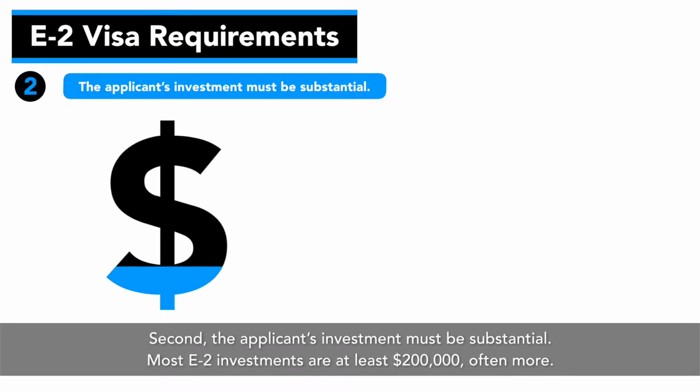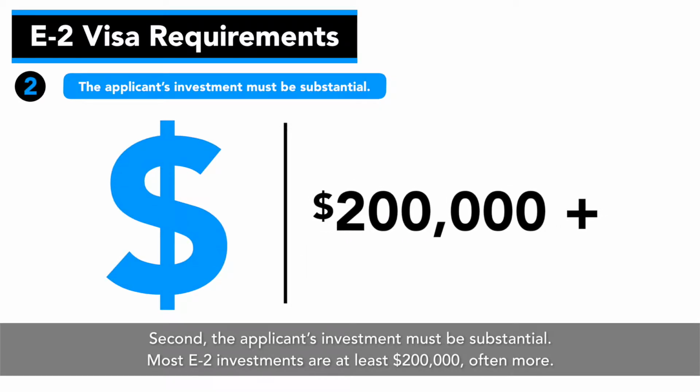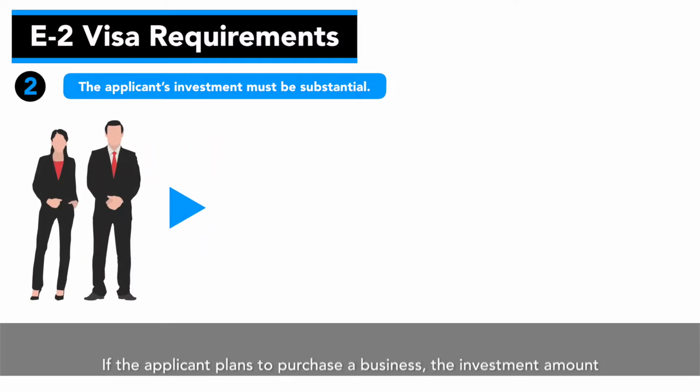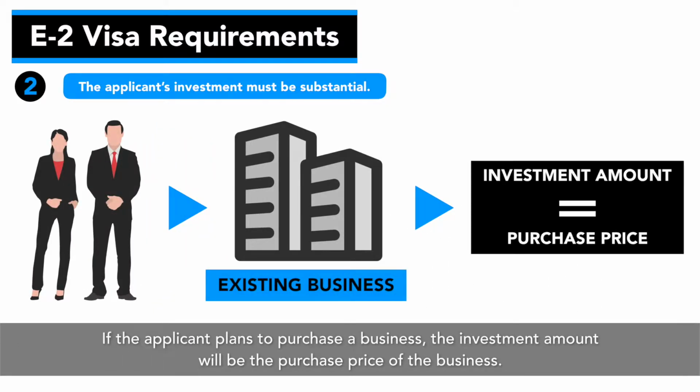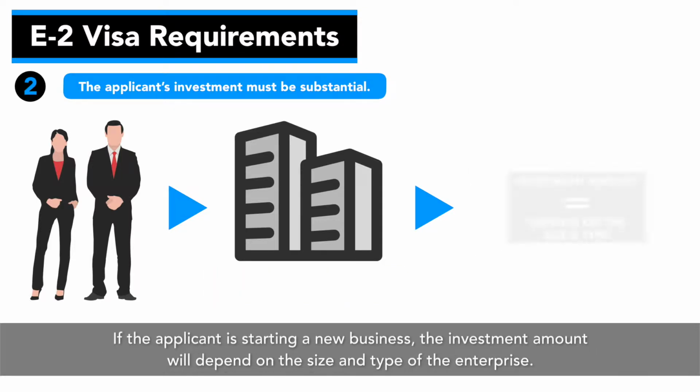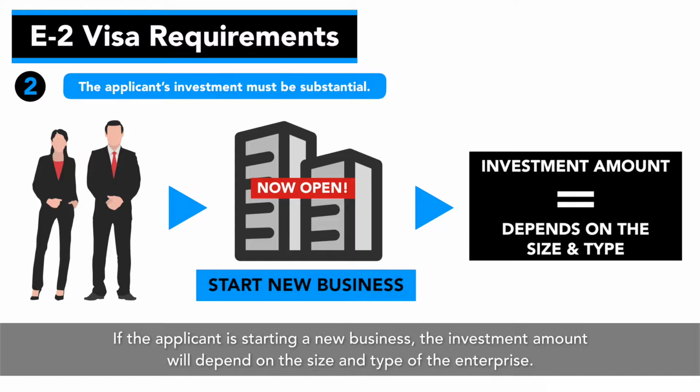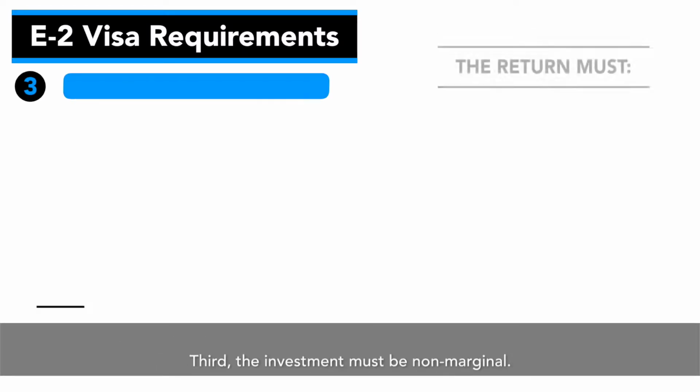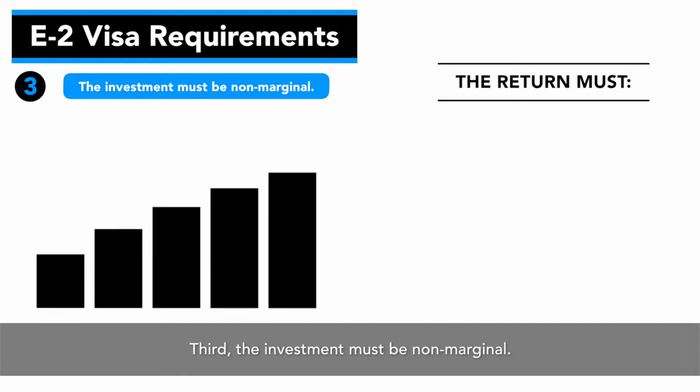Second, the applicant's investment must be substantial. Most E-2 investments are at least $200,000, often more. If the applicant plans to purchase a business, the investment amount will be the purchase price of the business. If the applicant is starting a new business, the investment amount will depend on the size and type of the enterprise. Third, the investment must be non-marginal.